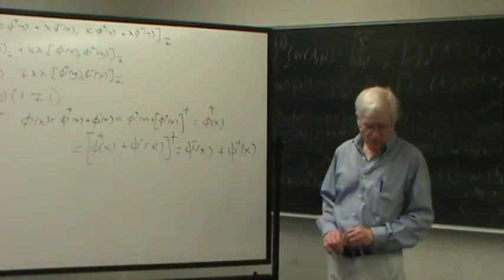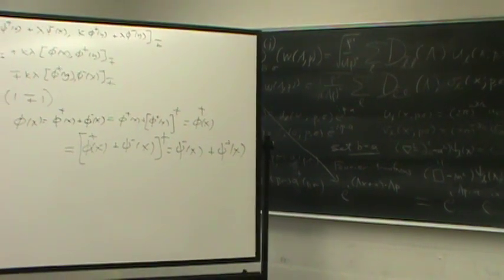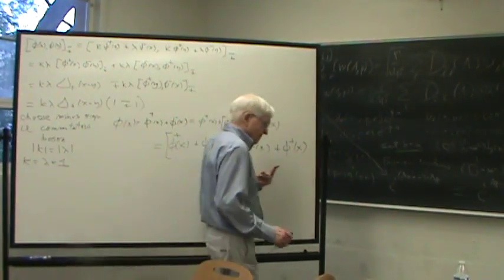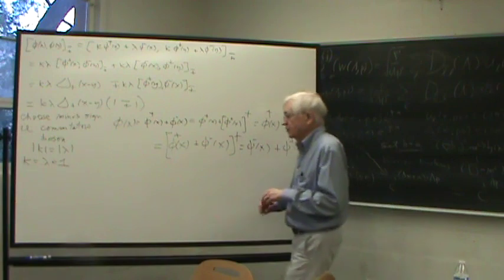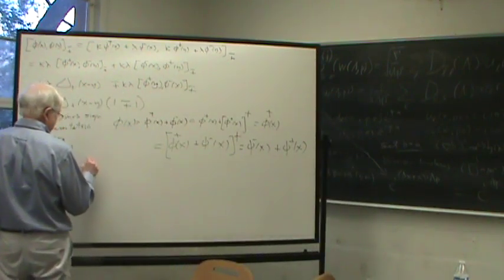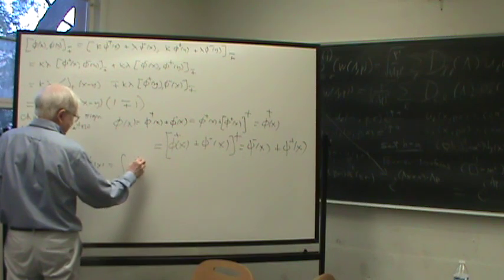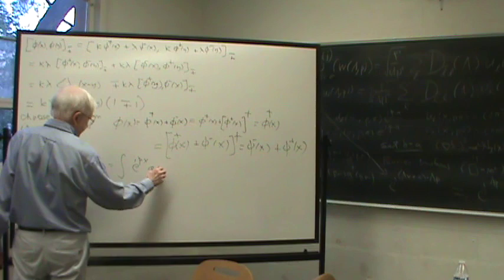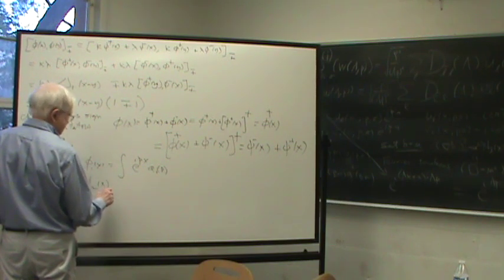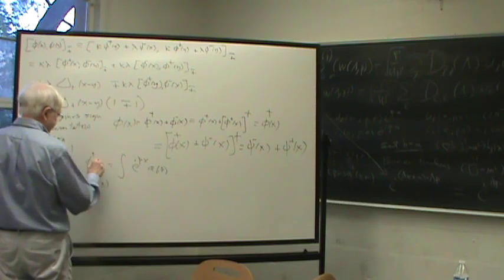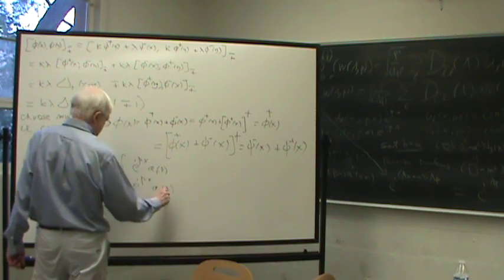Now, what one can do is imagine a case where you have two kinds of particles of the same mass. So we could then have one field, phi 1 of x, which would be an integral of e to the i p dot x a1 of p. And then phi 2 of x would be an integral of e to the i p dot x a2 of p.